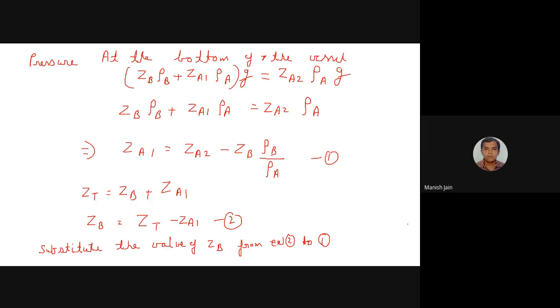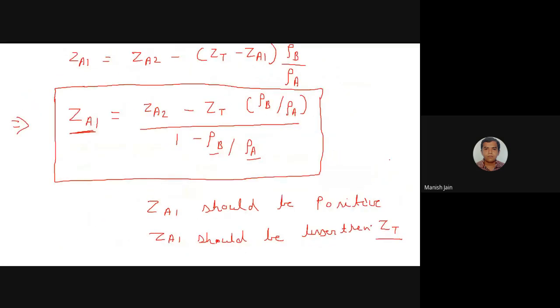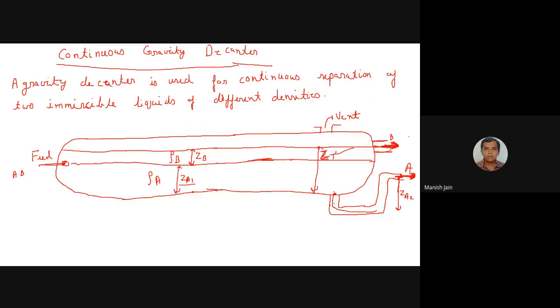If it is greater than ZT, then what will happen? From the top column also you will get the heavier fluid. If ZA1 is greater than ZT, then from this point also you will get the fluid A. At the bottom, of course, you will get the fluid. At the top also, you will get the fluid. So from this equation, you can check whether your mixture can be separated using the given continuous decanter or not. So this is the equation for the continuous decanter. Did you understand the derivation?